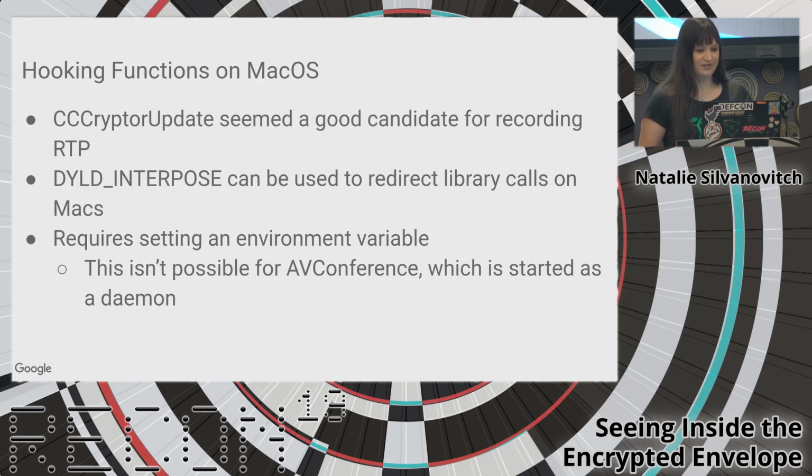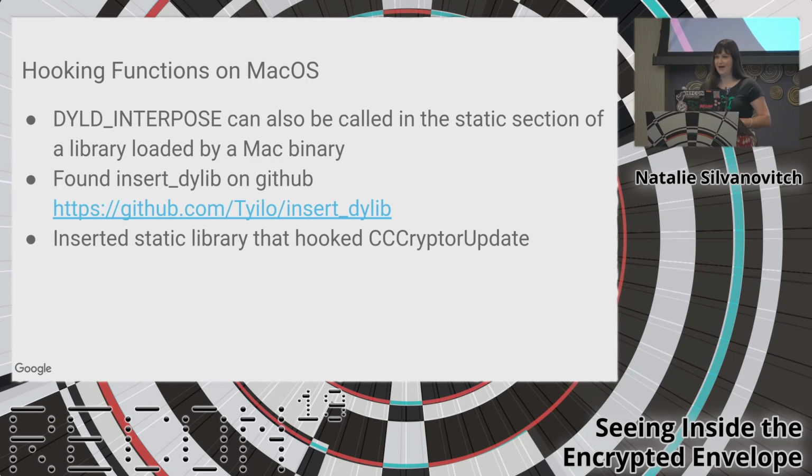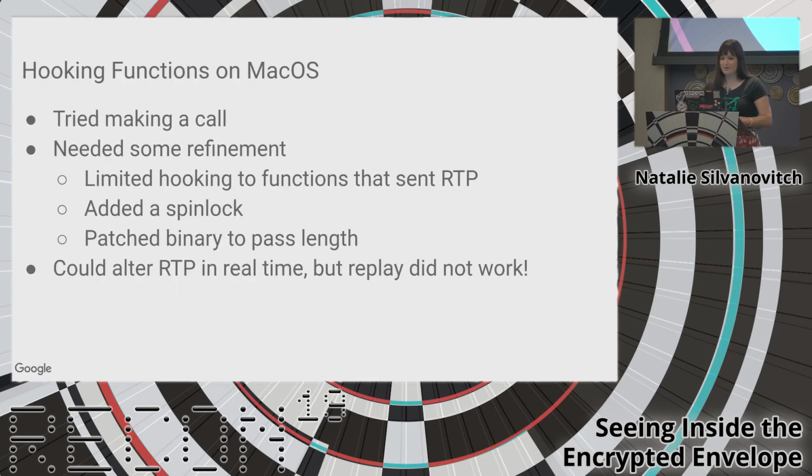But unfortunately, it requires setting an environment variable, which isn't possible for the video conferencing daemon. So instead, I used this project I found on GitHub that basically allows you just to add a dylib entry into a binary, so that then when this daemon started up, it would load my library, which would hook all the functions I needed. So here's just an example of one of my hooks. I'm hooking the CCCryptorUpdate and making it do other things. So I started off by hooking this to log stuff, and it needed some refinement right off the bat.